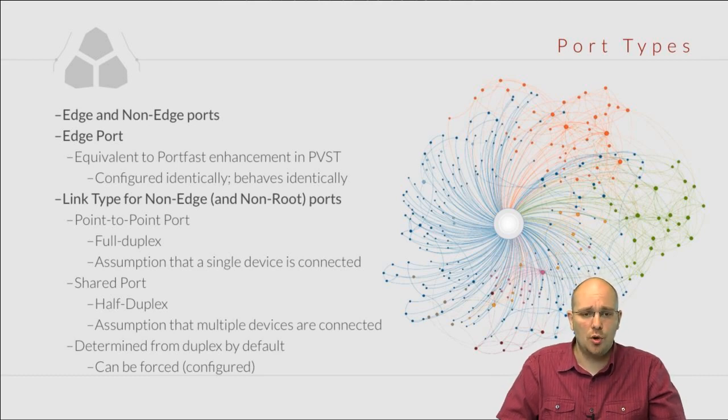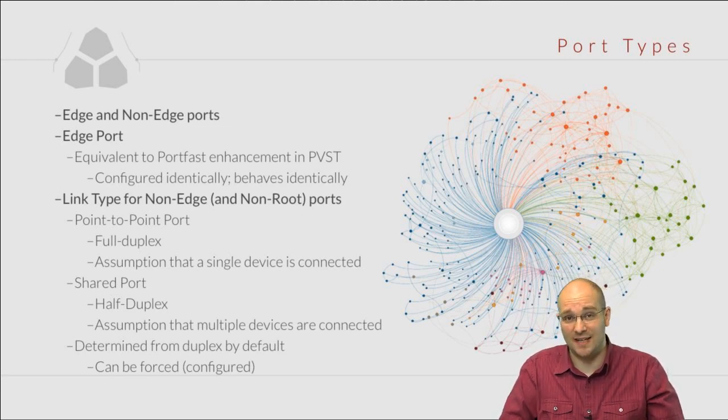This separation into point-to-point or shared ports is determined by default based on the duplex setting on the port. If the port is operating in full duplex, we are going to assume that this is a point-to-point port. If the port is operating in half duplex, we are going to assume that this is a shared port. This, of course, can be forced, changed, configured, and the command for that is, on an interface, spanning-tree link-type, and then we can specify either point-to-point or shared. But let's take a look at why this is important for the rapid spanning tree convergence.